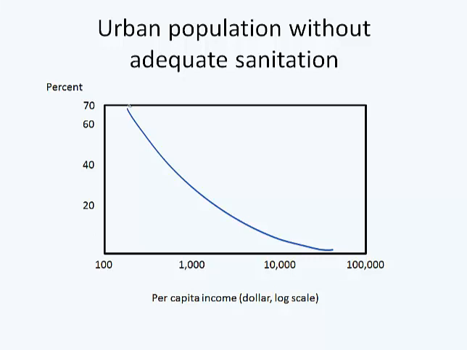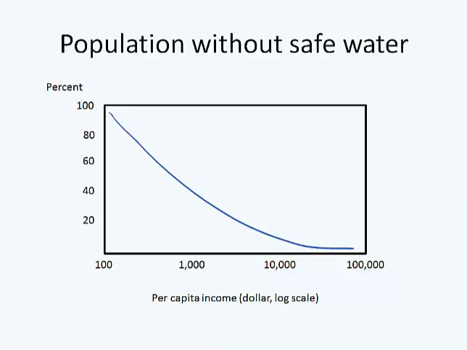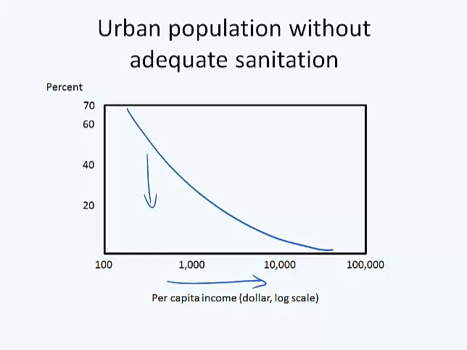Again, the same story. Initially, if we're quite poor, if we only have $100 per capita, then we have a very high percentage of the urban population that's without adequate sanitation. And as our income increases, the percentage of the urban population without adequate sanitation goes down. So these two show a very good relationship between income and the problem, in which case it's without safe water and without adequate sanitation. In these cases, a higher income will solve your problem.